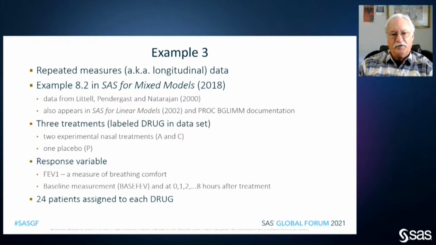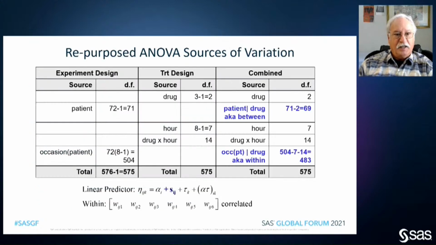There are two nasal treatments called A and C, and there's a placebo called treatment P. There was a baseline measurement that was taken that's called base FEV. And then once the treatment was applied to the subject, there were hourly measurements of the breathing comfort for about 8 hours. So none of the treatments lasted longer than that, but the idea is it's kind of like one of these nasal sprays. You take it, initially it's very effective, but it wears off over time, and they wanted to track how it wore off. There were 24 patients assigned to each one of the drugs.